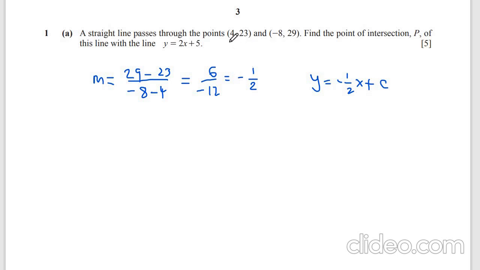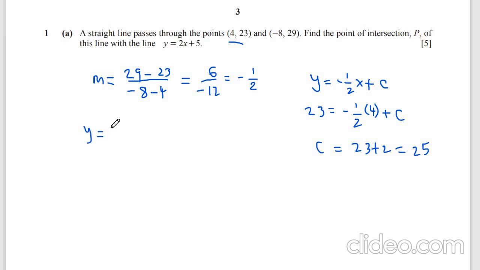So let's take one of the points. Let's take this point on the line. So c will be 23 plus 2, 25. So this line, the equation is y equal to -half x plus 25.